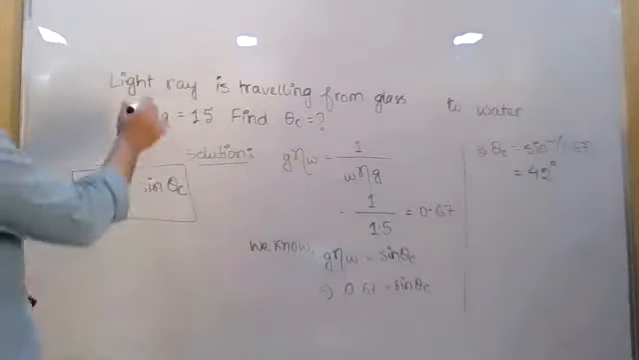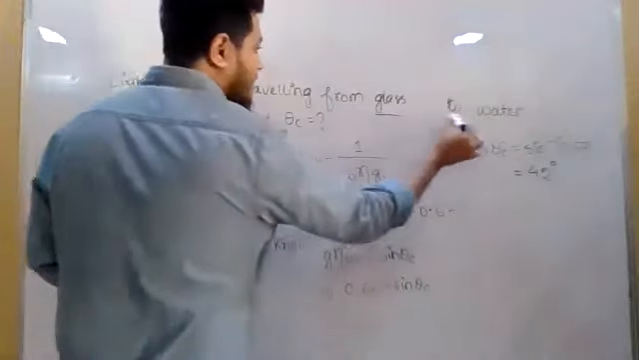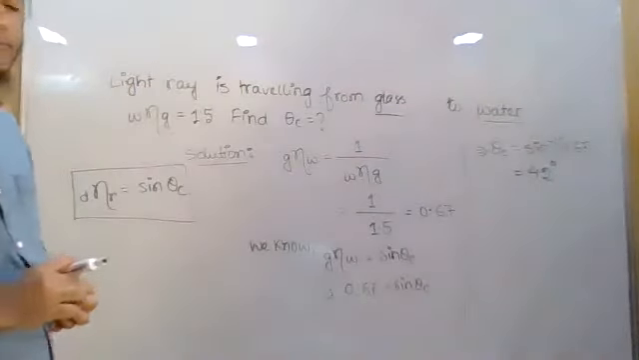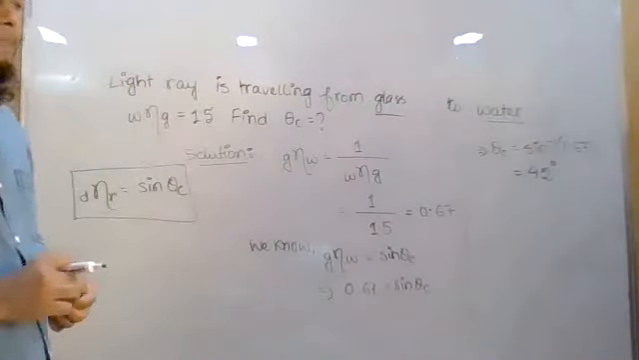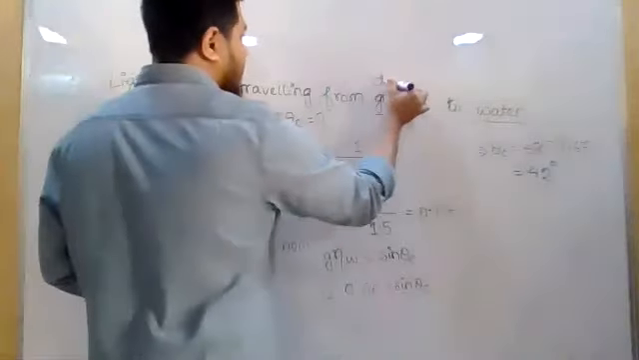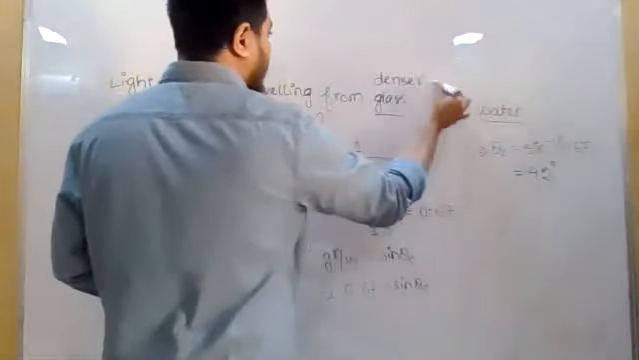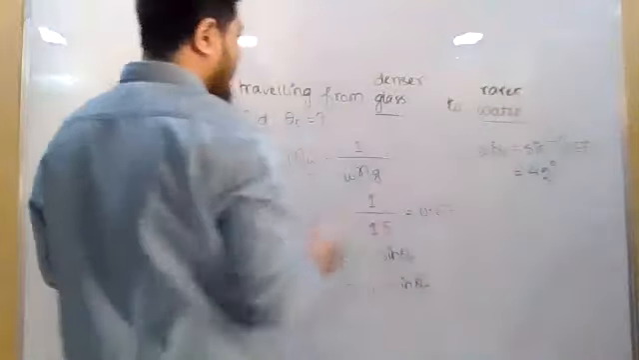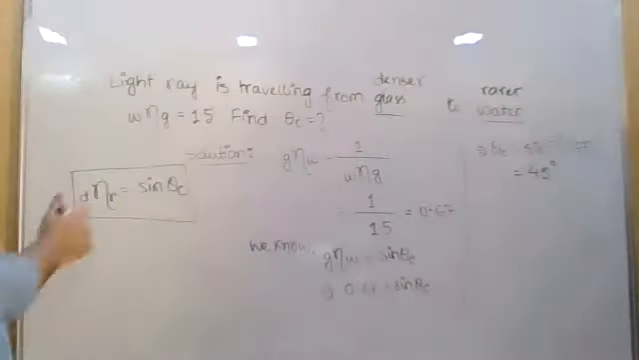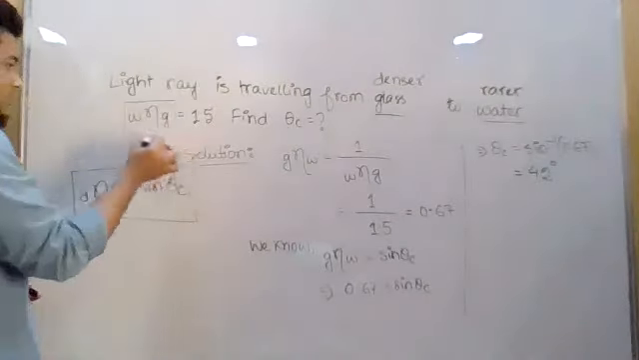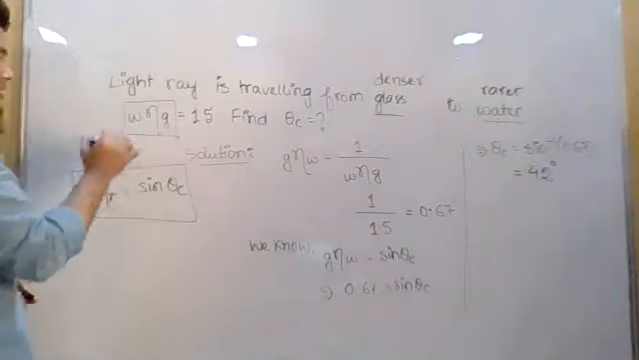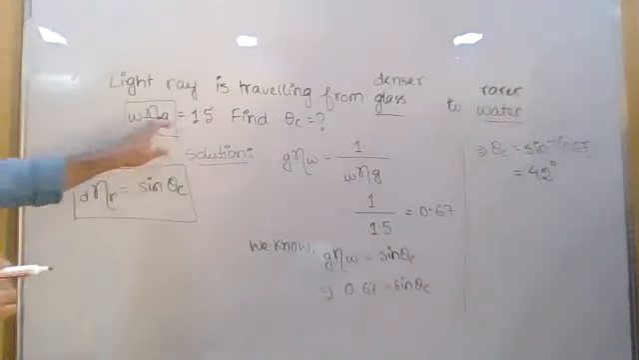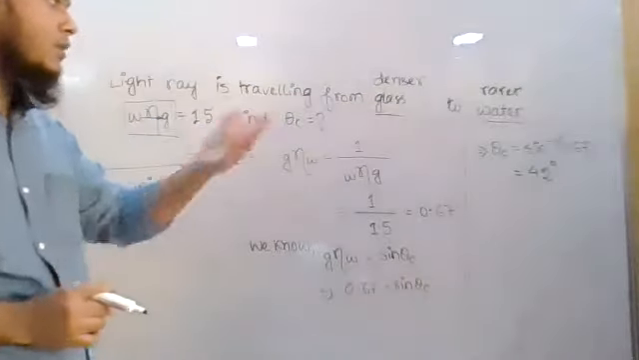Light ray should pass from denser to rarer medium. As we can see, the light ray is traveling from glass to water. Between glass and water, which one is denser? Glass. Yes, glass is the denser medium and water is the rarer medium. So it is possible to get a critical angle, right? But here, what is written? W eta G. That means the light ray is passing from water to glass, right?